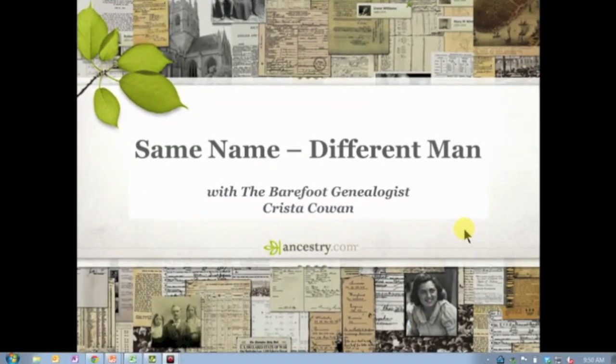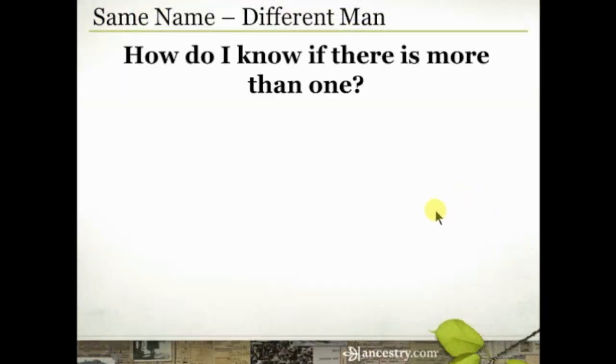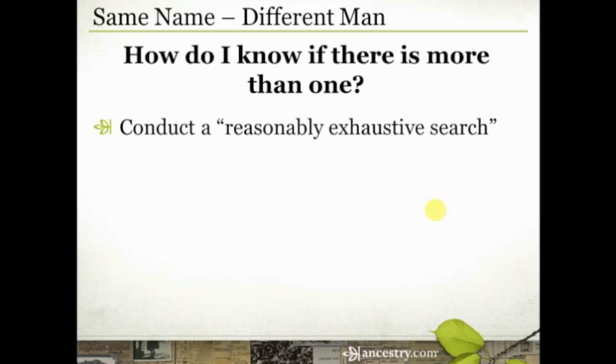Let's talk first about how you know if there is more than one person with the same name. Now, this is going to be all about the genealogical proof standard. If you're not familiar with that, the very first principle of that standard for family history research is to conduct a reasonably exhaustive search. What that means is that you don't just do a quick search and grab the first thing that comes up in your search results, okay?